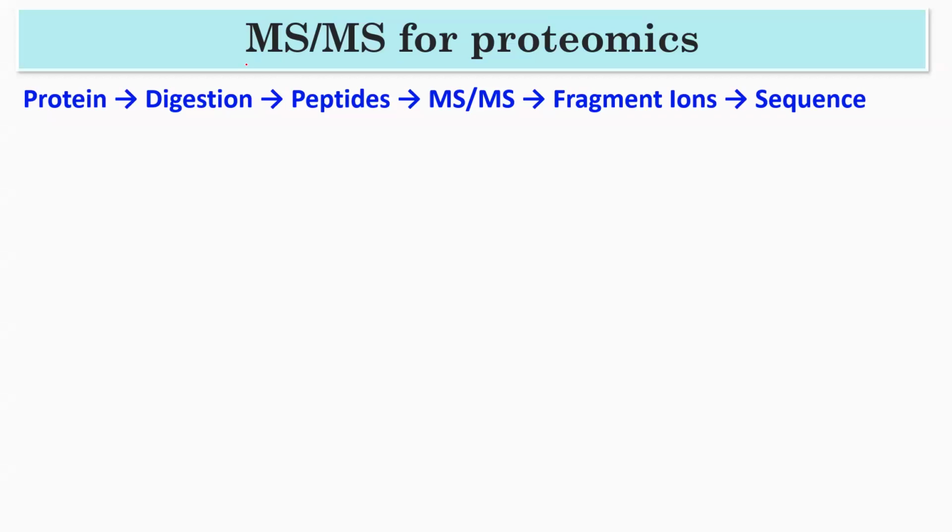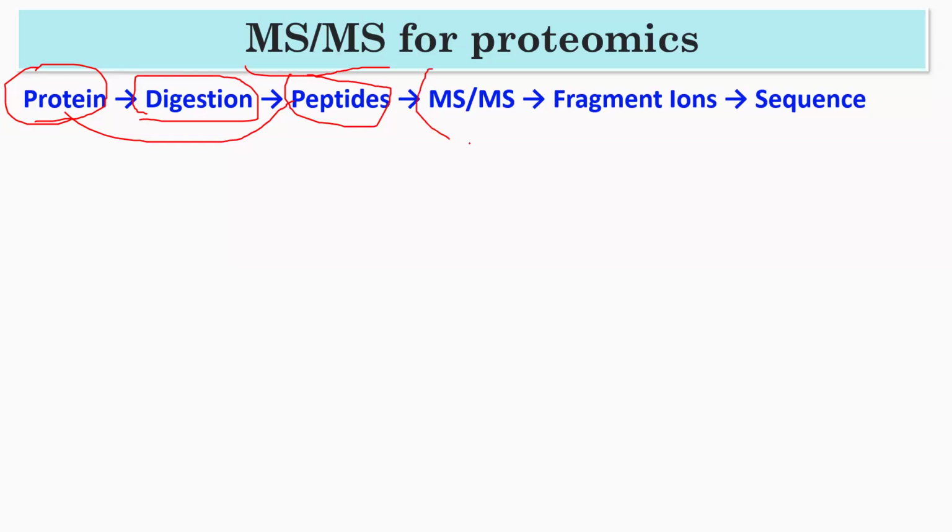Okay, so if you want to use MSMS for proteomics, protein is very large in size, right? So first you have to do digestion. Digestion is like breaking down some bonds. The protein will be digested and changed into peptides, and then you use MSMS.